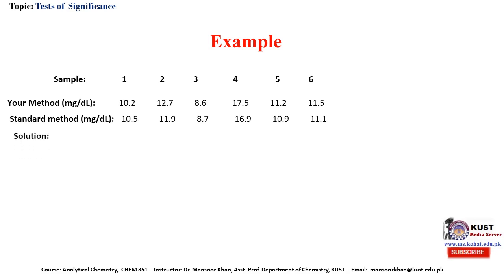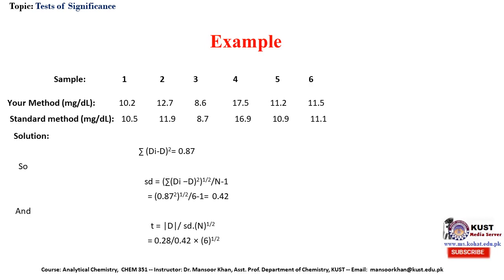So solution, putting in here, this is the equation. So this is the standard deviation. The value is 0.42, and finally putting in the last equation, we obtain a value equal to 1.63, and it is less than the tabulated value 2.571. So the method is significant.